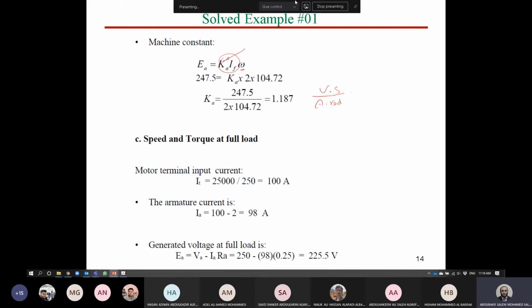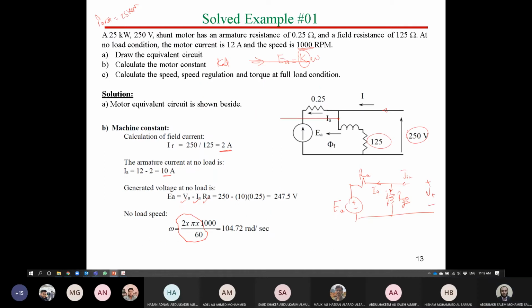So we can get now the value of motor terminal input current. It's given here as input power, not output power. And the solution here is considered as this is the input, not output power, 25 kilowatt, 250 volt. It should be defined or stated that this is input power. However, here it's not clear.